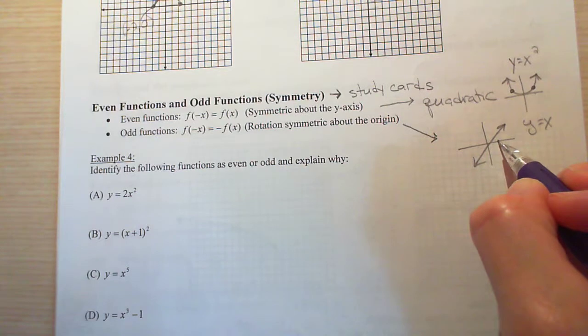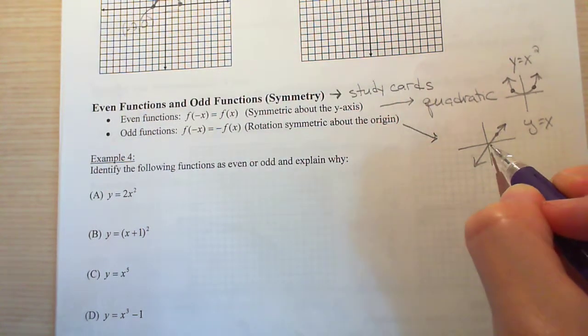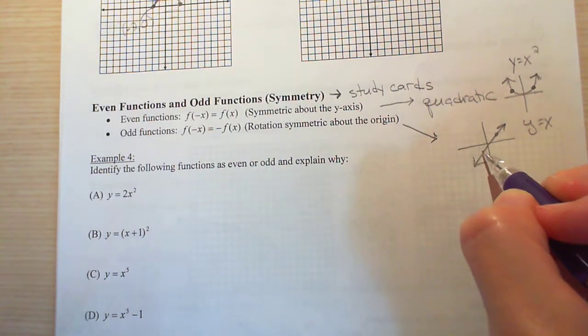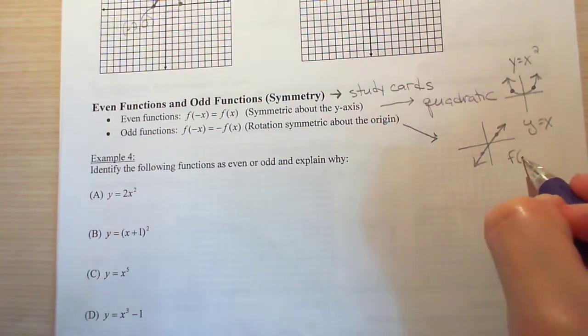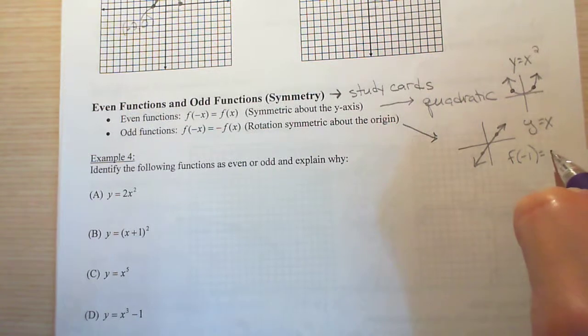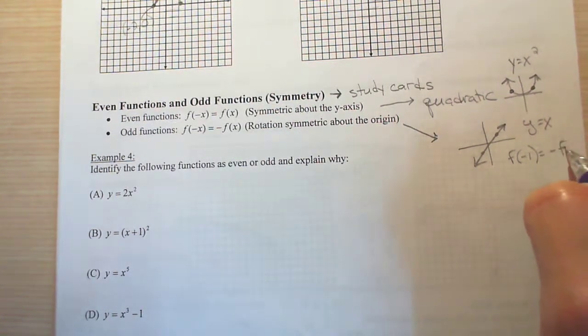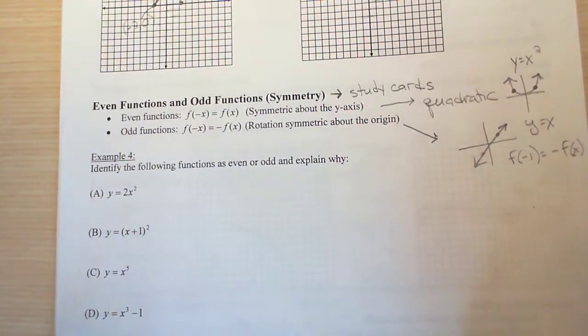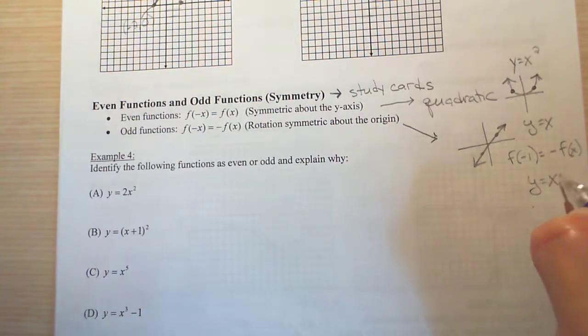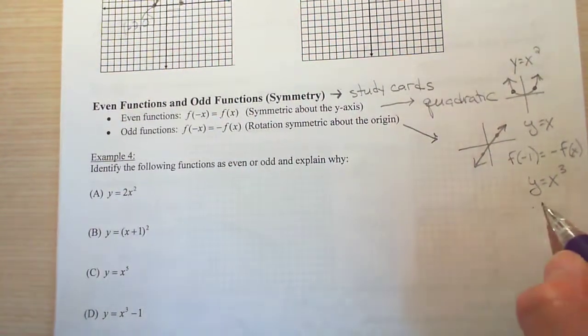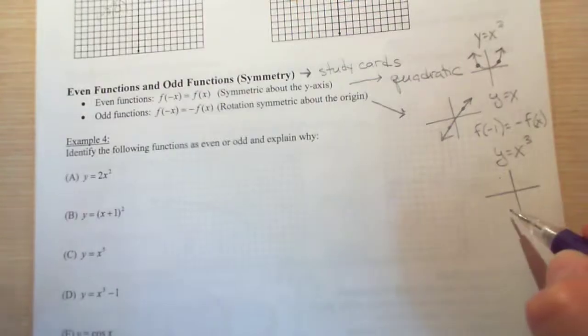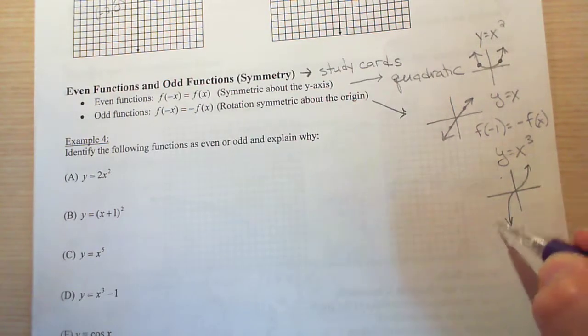So this one, if I put in, say, x equals 1, I get y equals 1. But if I put in x equals negative 1, I get y equals negative 1. So f of negative 1 equals negative f of x. So that's odd. Y equals x to the third would also be odd. So that picture looks like this. So these are symmetrical about the origin.